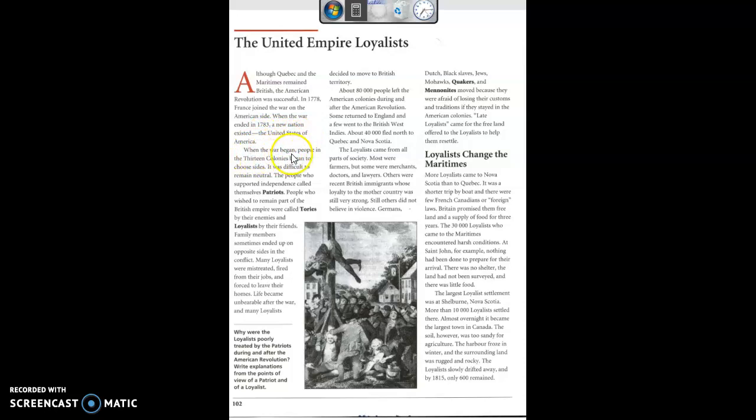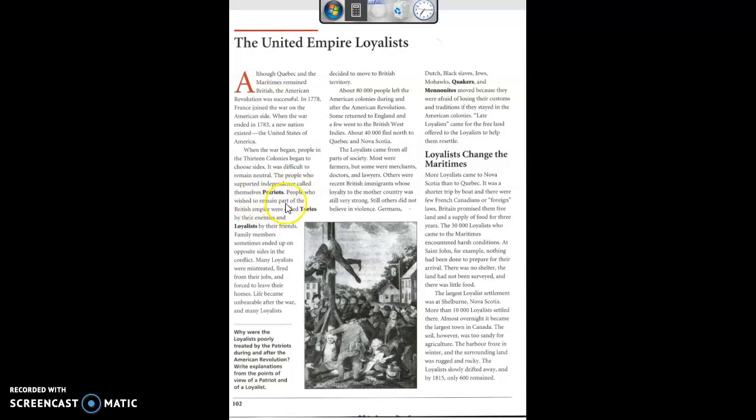When the war began, people in the 13 colonies began to choose sides. It was difficult to remain neutral. The people who supported independence called themselves patriots, so they would be thought of as rebels by the British. Okay, so they're the ones who wanted an independent country.